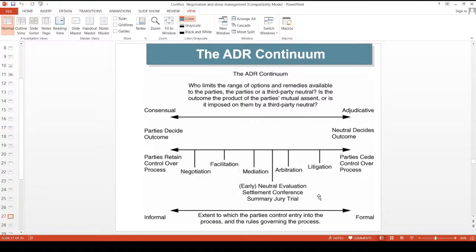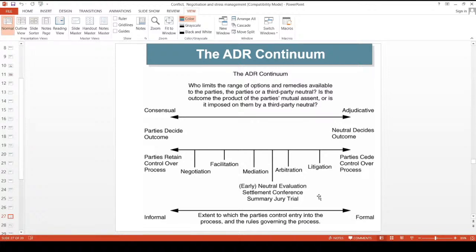In this, both parties can discuss with each other in order to resolve the issues between them. On the other extreme is the formal approach, in which the parties cede control over the process. They cannot decide about the dispute between them, but a third party, the court or the authority, will decide about the dispute between the two parties. So these are the two extremes, the informal and the formal approaches.